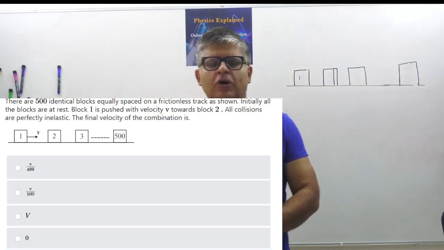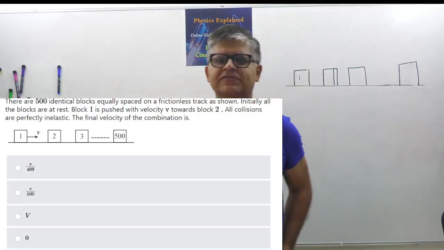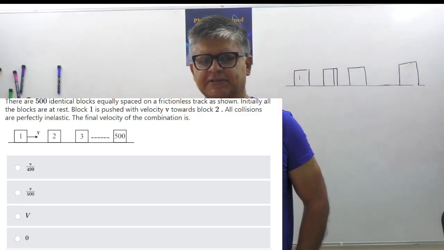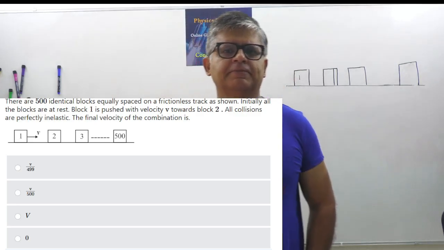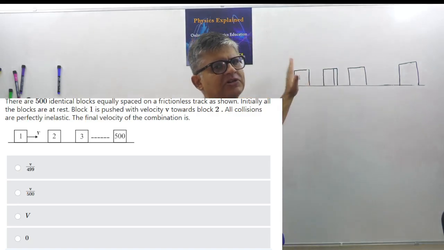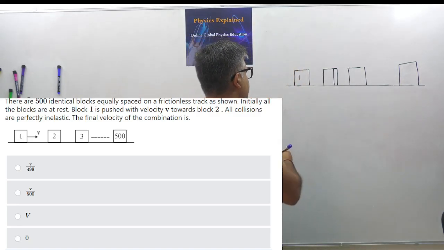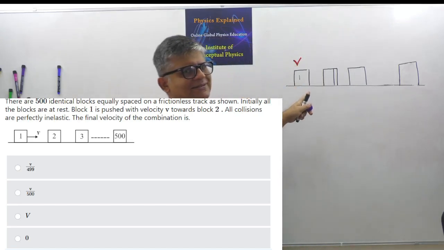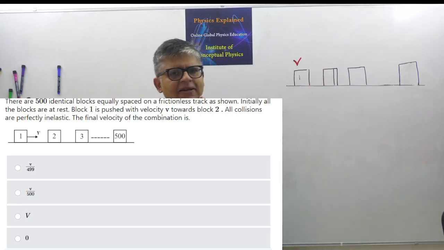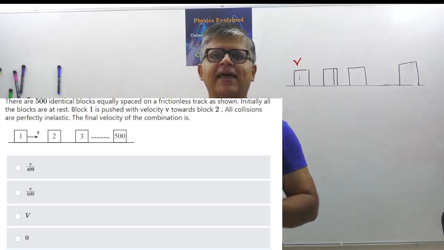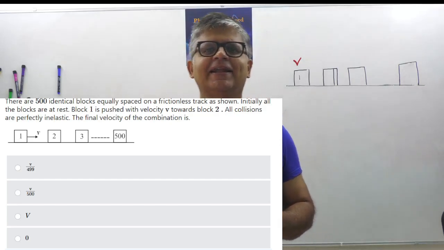This question is from the topic of law of conservation of linear momentum. Read the question first and then we will discuss. Here is the situation. You have a block which is moving with a velocity of v. Then it collides with the second block. Note the keyword in the question: all the collisions are inelastic.